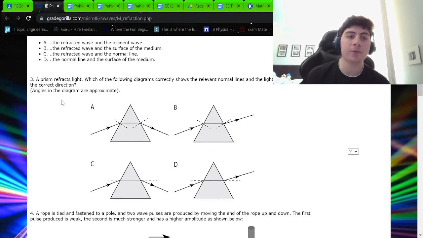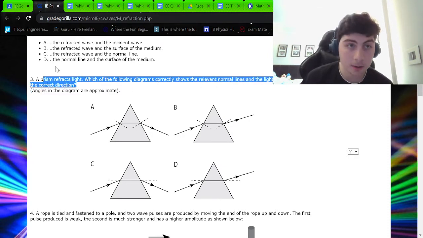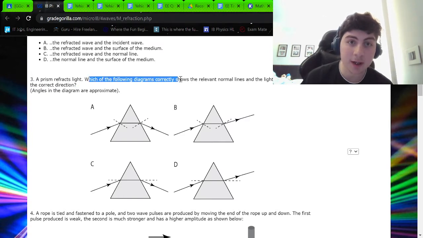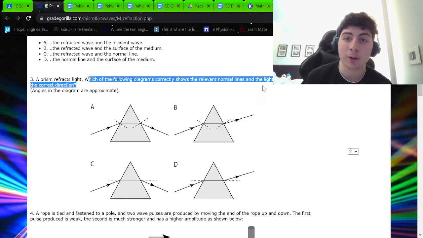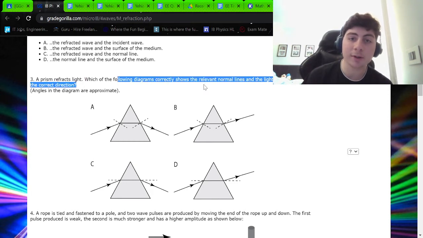A prism refracts light. Which of the following diagrams correctly shows the relevant normal lines and the light being refracted in the correct direction?